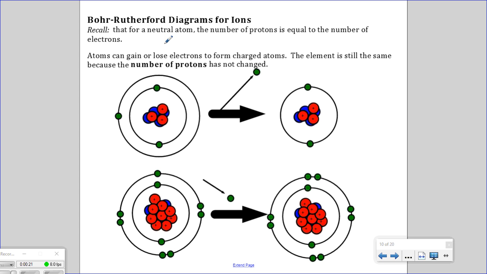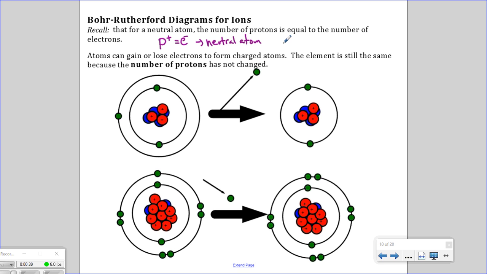So in the diagrams we have been drawing so far, the number of protons has always been equal to the number of electrons. And when this happens, we get a neutral atom.